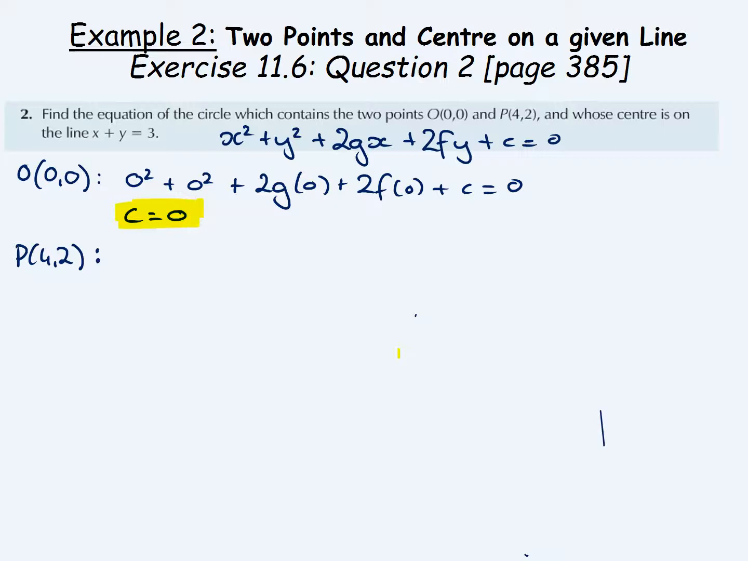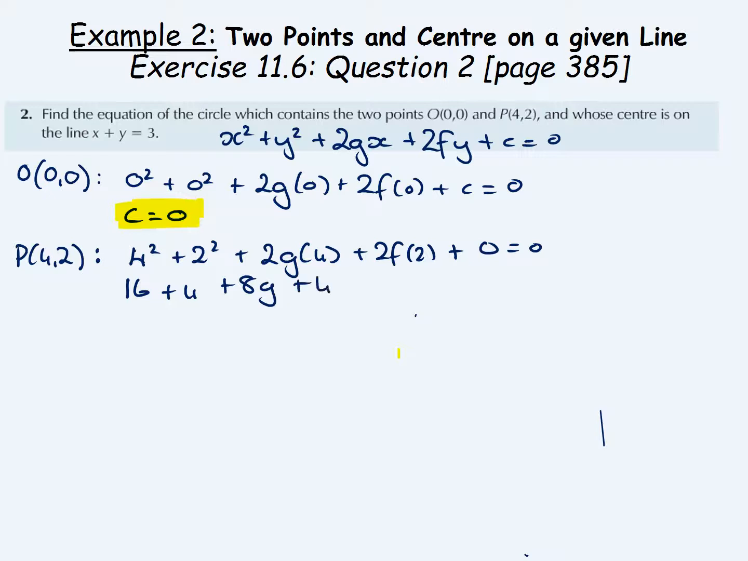So we have 4, 2, so let's sub that in. So we have 4 squared plus 2 squared plus 2g by 4 plus 2f by 2 plus 0 equals 0. So I don't need to put in that c. So I get 16 plus 4 plus 8g plus 4f equals 0. So I get 20 plus 8g plus 4f equals 0. Okay, so that's kind of my first proper equation.